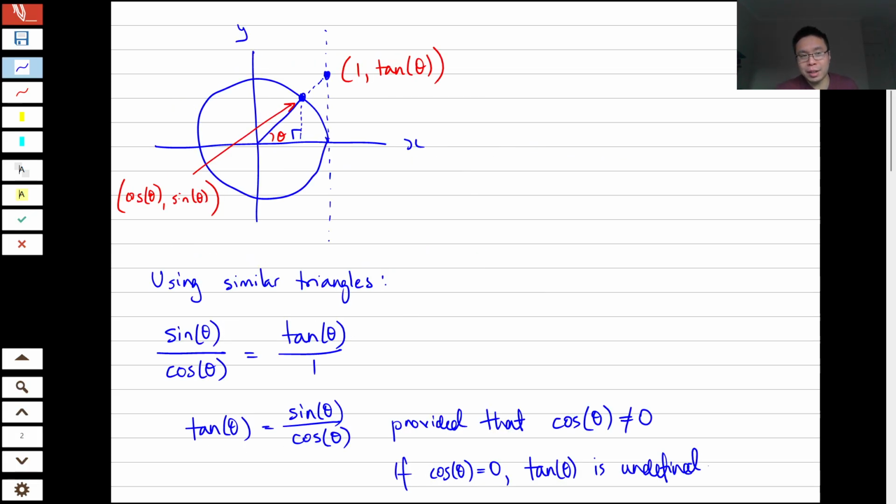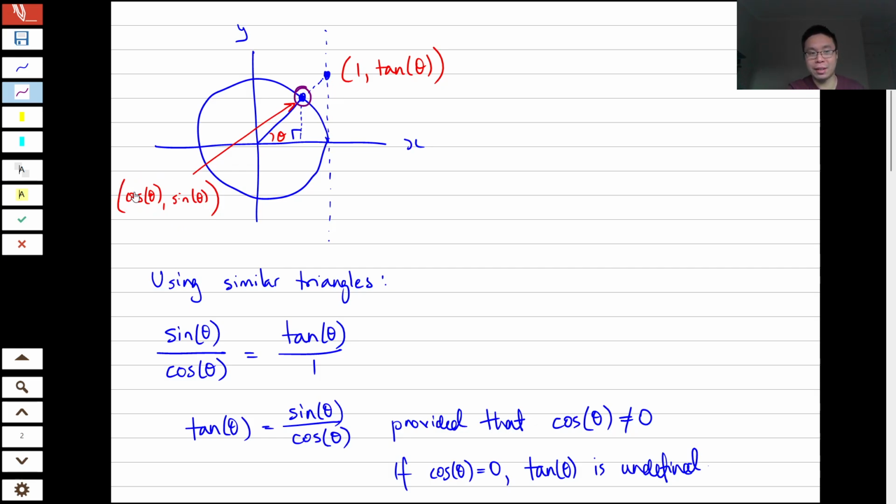So I'd like to begin with a geometric definition for the tangent. Previously, suppose we had an angle theta measured counterclockwise from the positive direction of the x-axis on the unit circle. If I label the point which makes an angle theta counterclockwise lying on the unit circle, that point has coordinates cosine theta and sine theta.